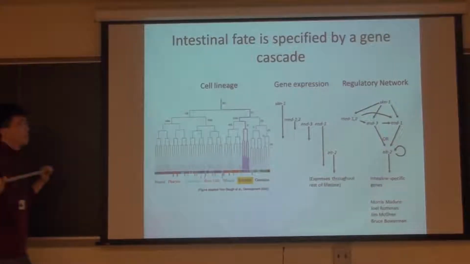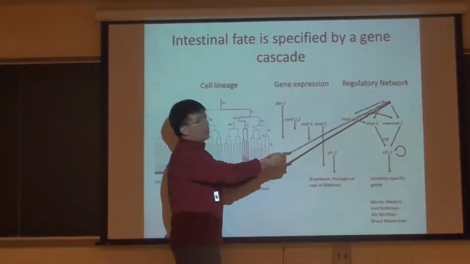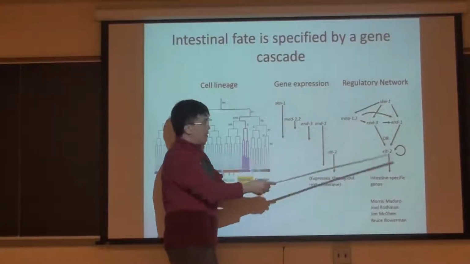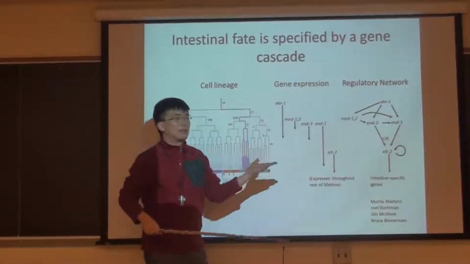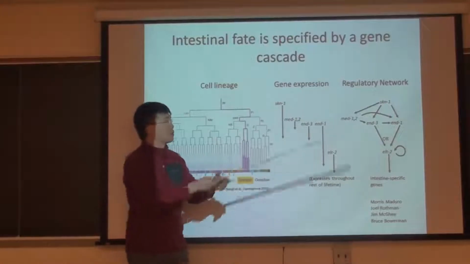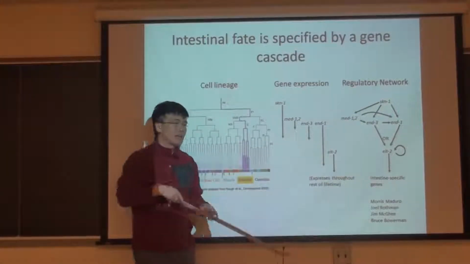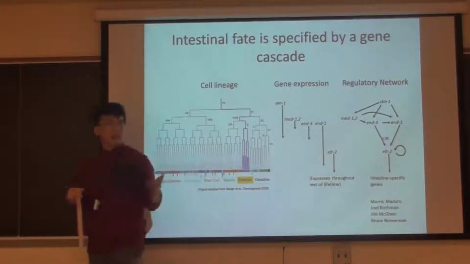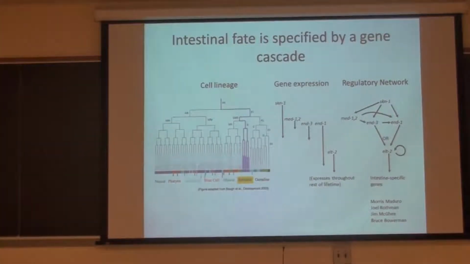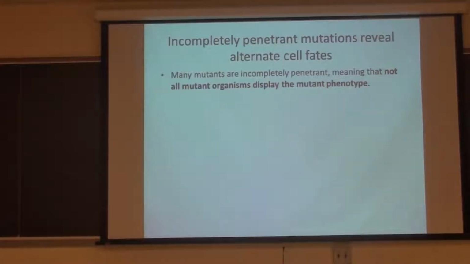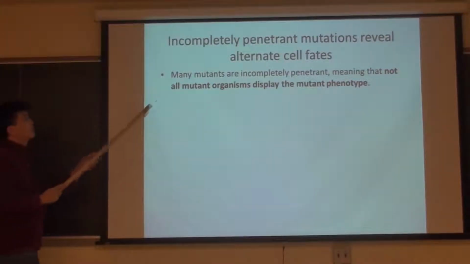So the idea is that if you have a mutation on this topmost gene, then you don't develop intestine, and then the animal will die. So there's a mutation, and the phenotype is death. No intestine, and it will die. But that's not always the case. Some animals, even with a mutation, can develop the intestine. So that is called incomplete penetrance.